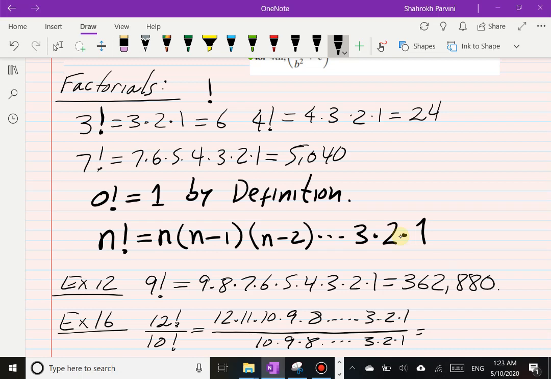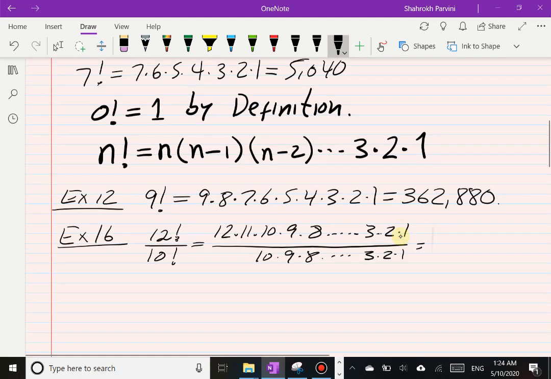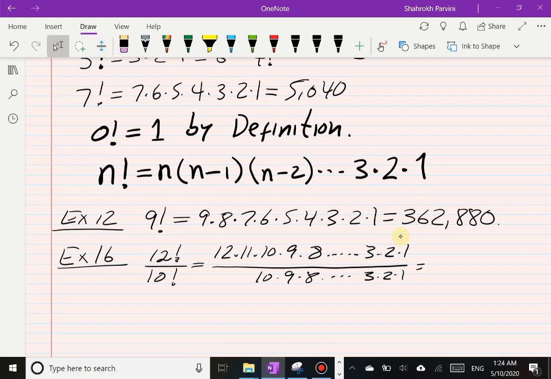Now, one thing I could do is use a calculator to do 12 factorial divided by 10 factorial, or, the way that I have written this out, you can see that this product, 10 all the way down to 1, is the same as this one. So I can actually use my calculator and multiply those two numbers, simply 12 times 11, and that's going to be the product, 132. Okay, so this is how the factorials work. Let's try another one. This next one is number 18.